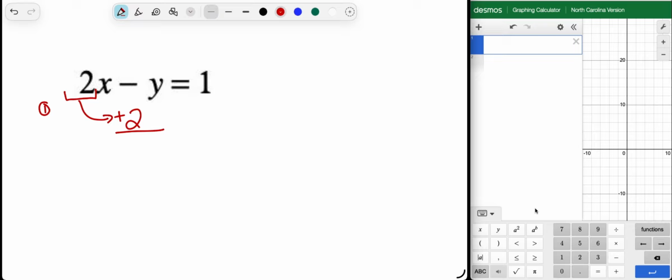So the first thing we did, we moved the number in front of the x. We're going to put it at the top of the fraction. Now there is a number beside the y. We're going to take that number and we're going to move it down to the bottom of the fraction.